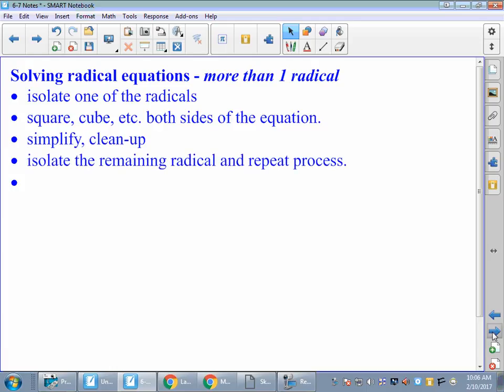Sometimes they both go away. And then check your answers again. Repeat the whole process, so just a little bit longer. So if there's more than one radical, you've got to go through this process maybe 2 times.